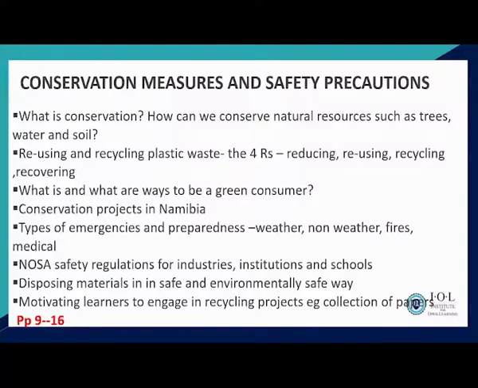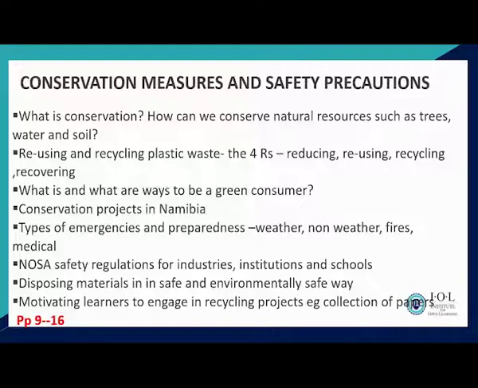Our first topic in this course is conservation measures and safety precautions. The first question is, what is conservation? And we need to know how to conserve natural resources such as trees, water, and soil. Then we have a topic on reusing and recycling plastic waste. We have the 4 R's of recycling, which are reducing, reusing, recycling, and recovering.